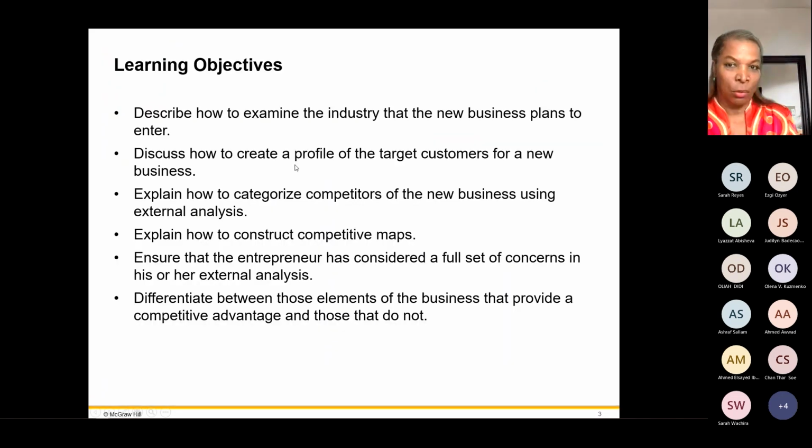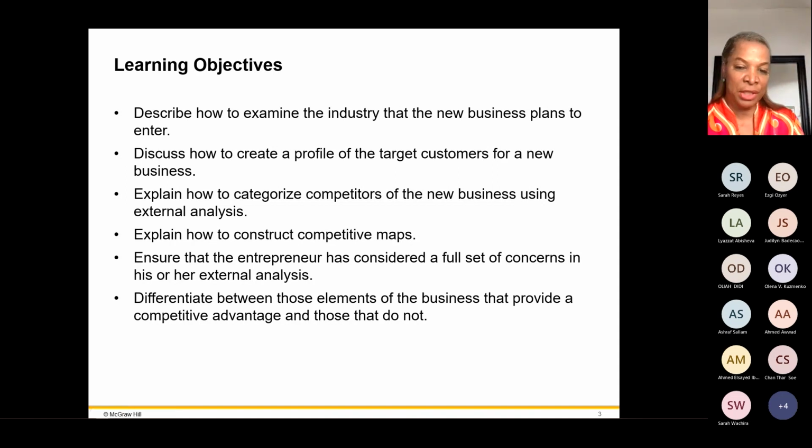So let's go. We're going to describe how to examine the industry that your new business wants to enter into. Whether the industry is the food industry or medical equipment or technology or health, what have you, you want to examine it. You're going to discuss how to create a profile of your target customers. Your target customers is your market. You're going to explain how to categorize your competition. So we're going to use a tool to put them in categories, and this is how you're going to drill down to your closest competition. We're going to look at the competitive maps and how to construct them and what data points to look at.